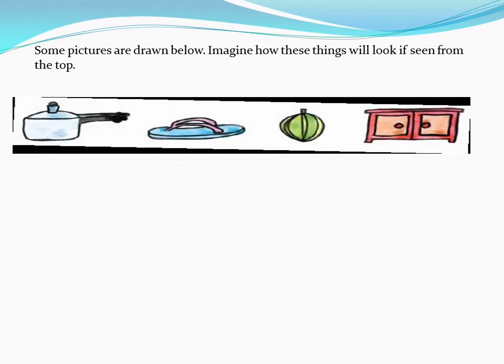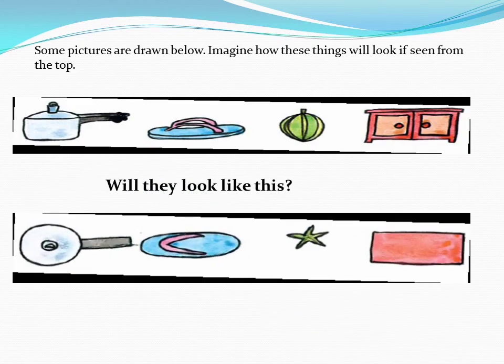Some pictures are drawn below. Imagine how these things will look if seen from the top. Pressure cooker, Hawaii chappal, watermelon, cupboard. They will look like this.